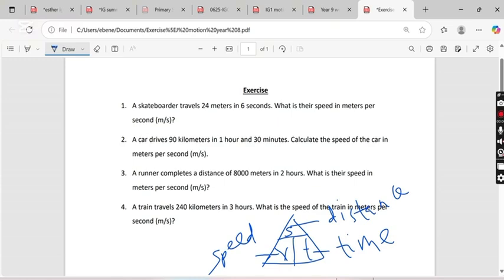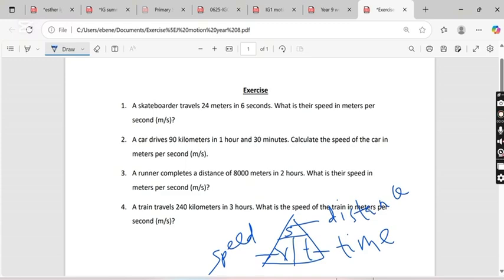If I want to calculate for time, I'll cover the t. It will be left with s and v, s representing distance, v representing speed. And since the distance is on top of the speed, time is equal to distance divided by speed.